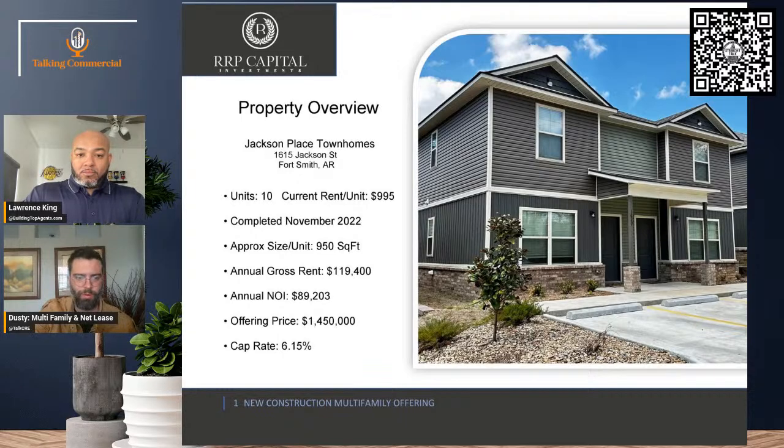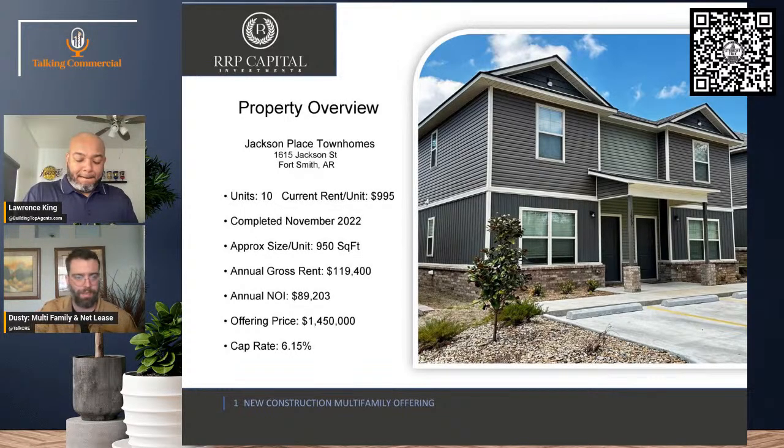So this is probably more pro forma if they don't even have a year under their belt. So let's divide 89,203 into the gross income of 119. That leaves us with 74.7%, so 75%. So what that means is the expenses are roughly 25% of the gross income. Does that make sense? Yep.